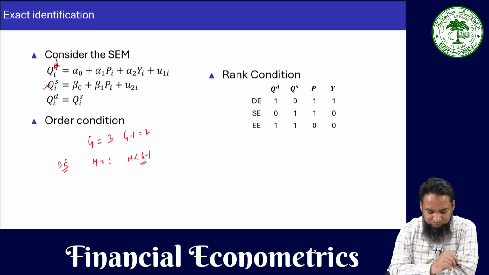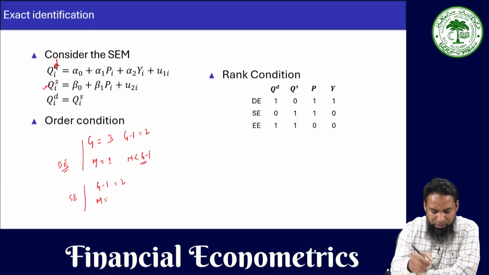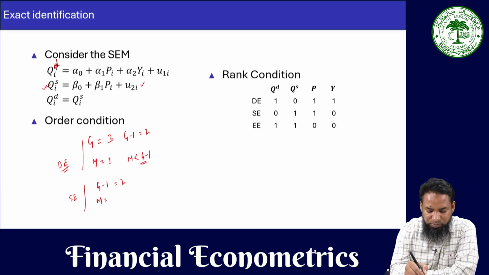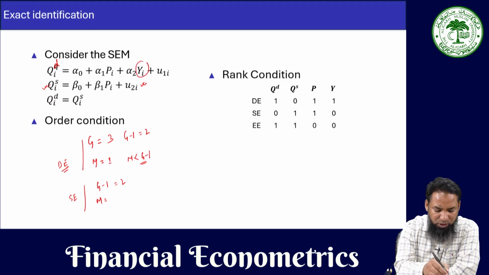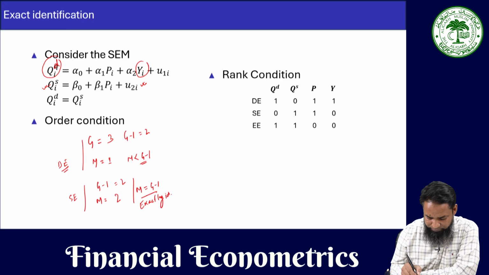Now let us take the supply equation. This is the demand equation we have. Now if you take the supply equation, G minus 1 is equal to 2. Now what is M, the number of variables missing from this particular equation, whether endogenous, exogenous, or lag endogenous? This exogenous variable is missing from here, and this quantity demanded, which is endogenous, is missing here. So here M is equal to 2. In that case, M is equal to G minus 1, so it is exactly identified.